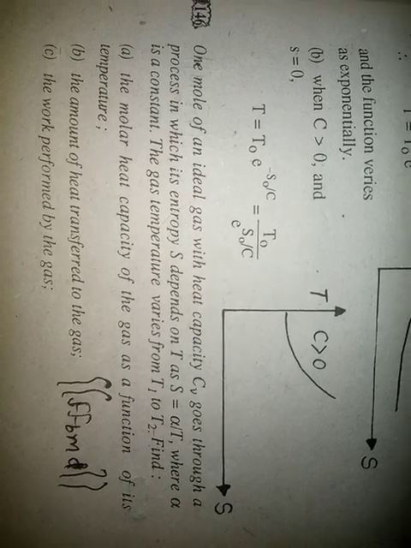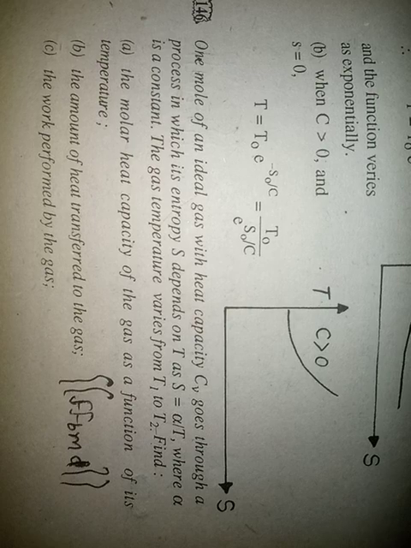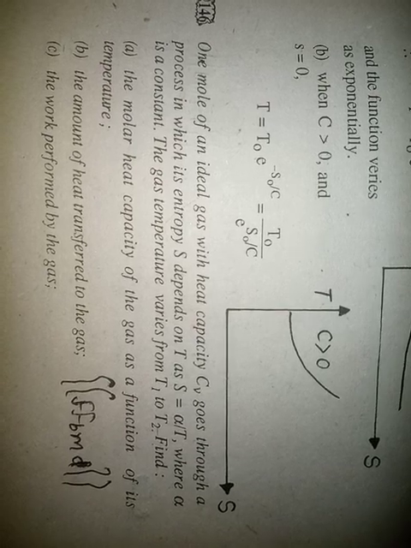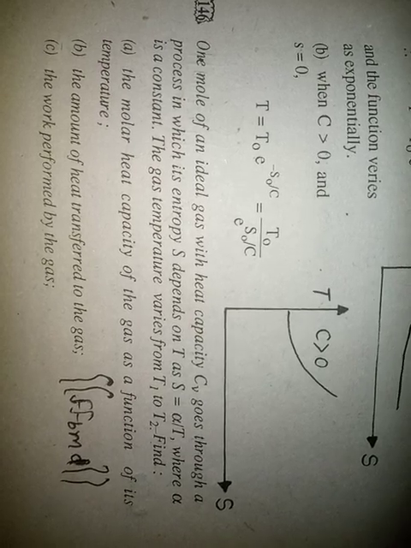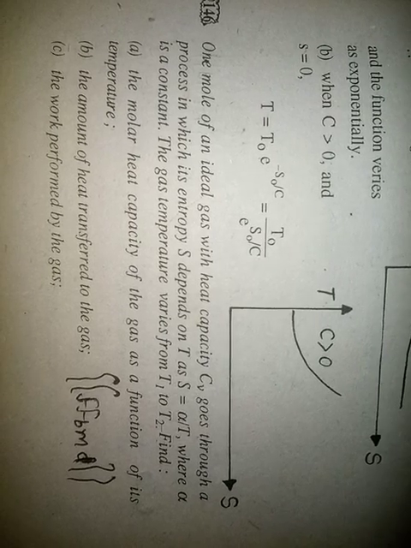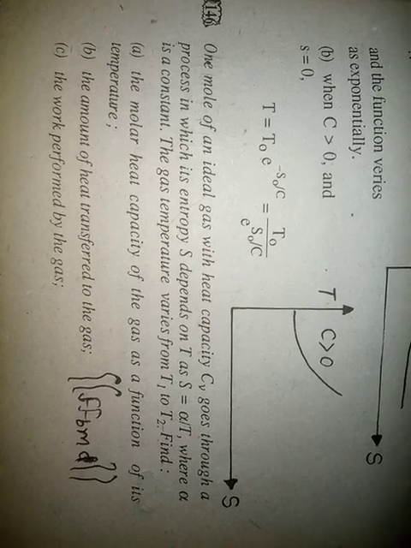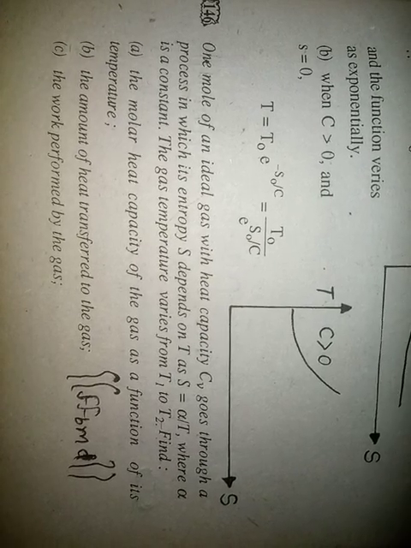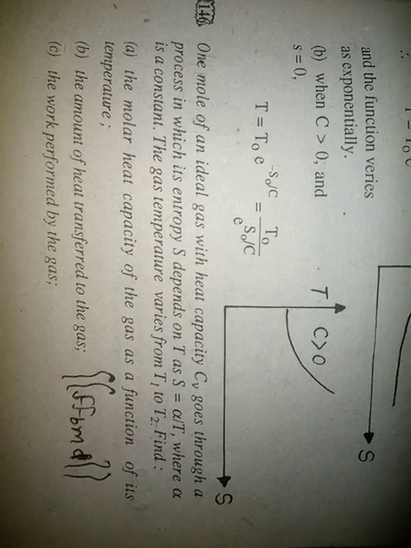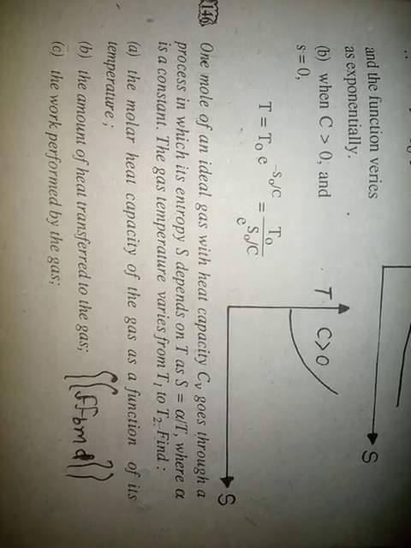1 mole of an ideal gas with heat capacity CV goes through a process in which its entropy S depends on T as S equals alpha by T, where alpha is a constant. The gas temperature varies from T1 to T2. Find A, the molar heat capacity of the gas as a function of its temperature. B, the amount of heat transferred to the gas. C, the work performed by the gas.